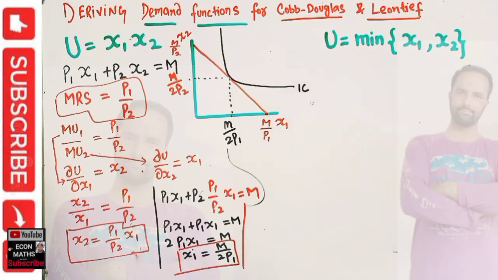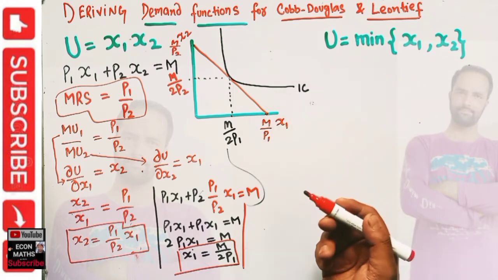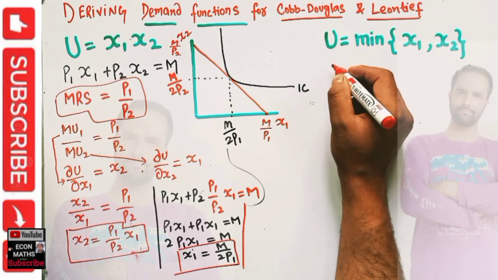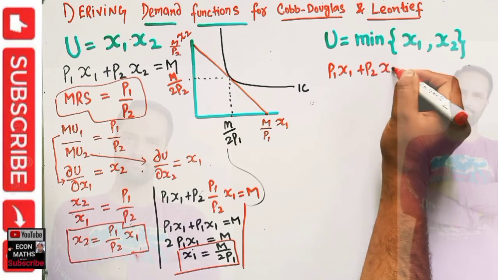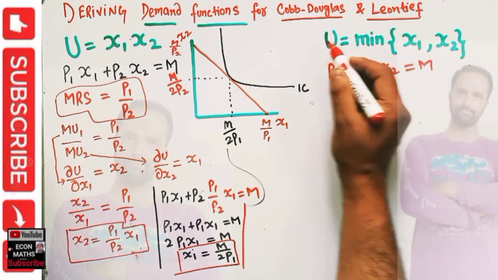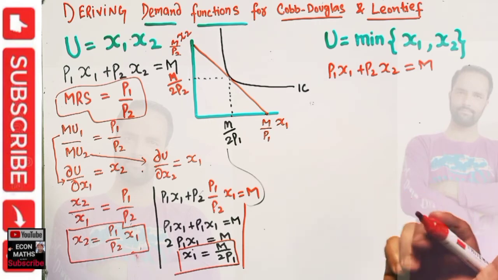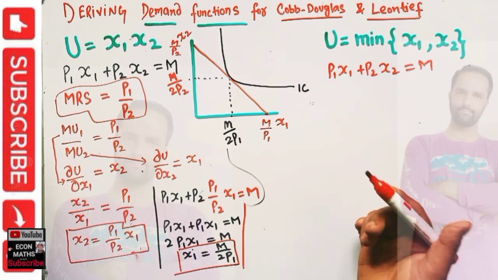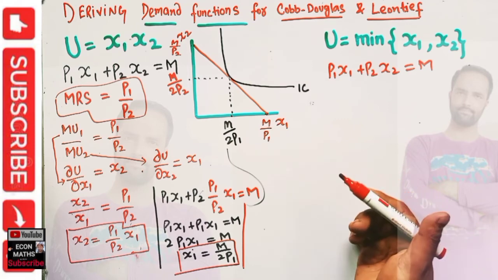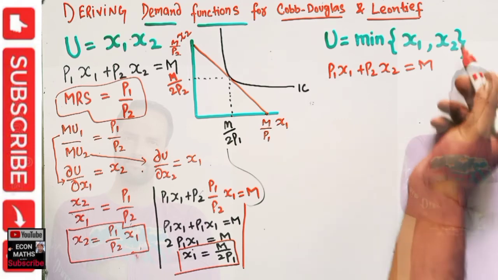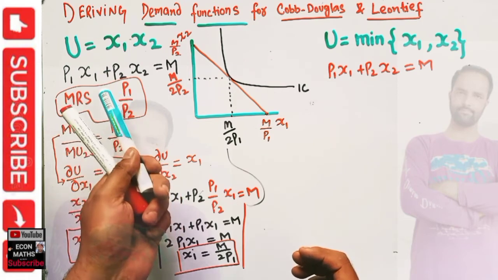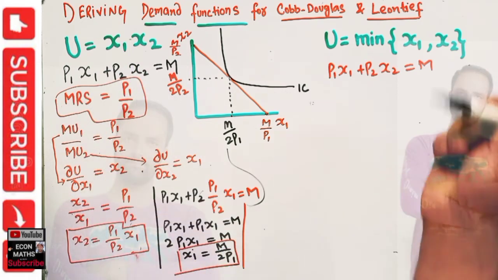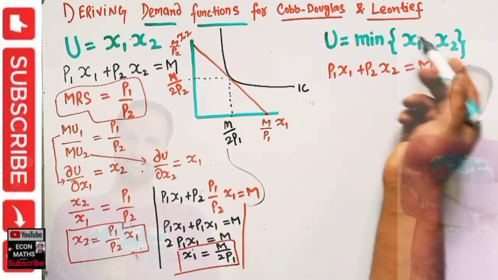What about the Leontief preferences? How do we solve this kind of question? Let us say we have a budget like this: p1 x1 plus p2 x2 is equal to m. We want to maximize utility subject to this budget constraint. The utility maximizing bundle will lie where our budget line meets this utility function. To solve this kind of question, we don't use the marginal rate of substitution, and we don't take the derivatives, because this min function is not differentiable at all points.